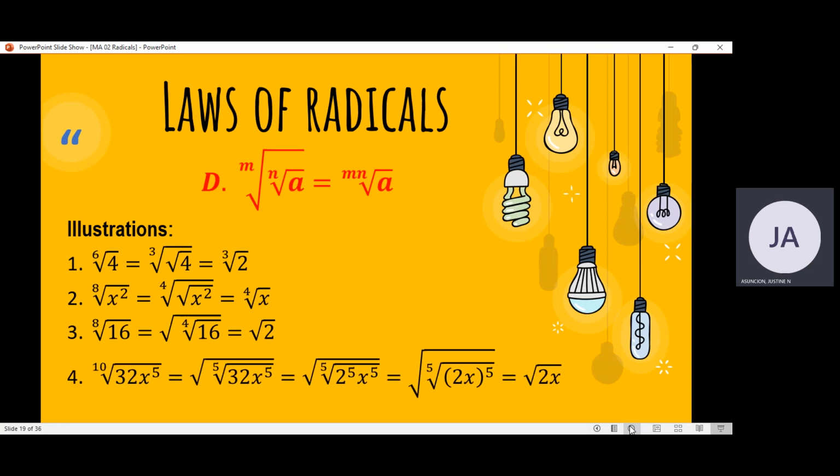And then the last example here, the 10th root of 32 x raised to 5. So we have the square root of the fifth root of 32 x raised to 5. Simplifying 32, we can express that as 2 raised to 5, x raised to 5. So again, we have the index and our exponent being equal. So that's 2x. So we have the square root of 2x.